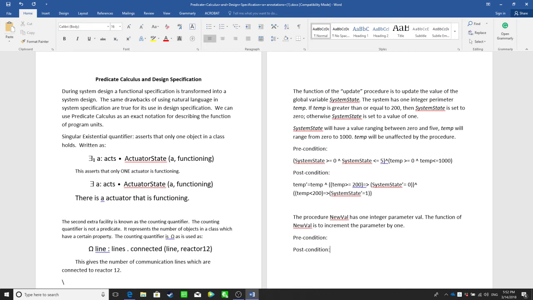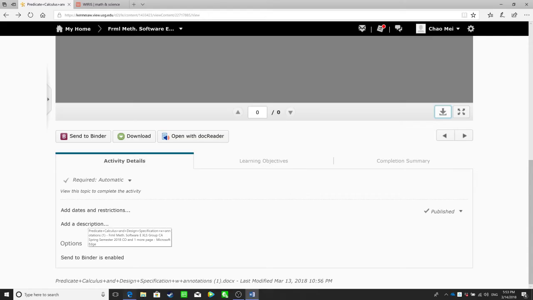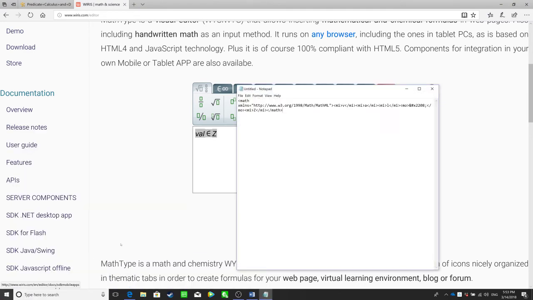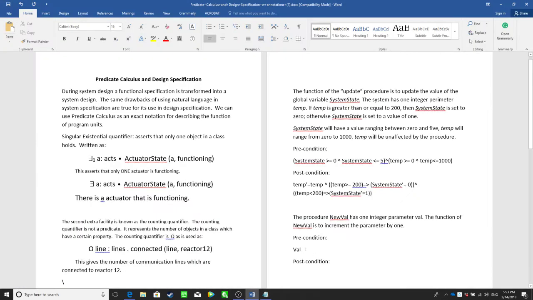Yeah. So how can we write it down? If you remember, we use this Z to represent integers, right? So this is what we actually have. So this is the precondition: val belongs to the integers. Isn't that easy? Okay, now let's go to the postcondition.